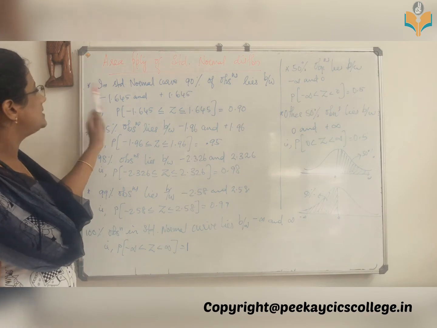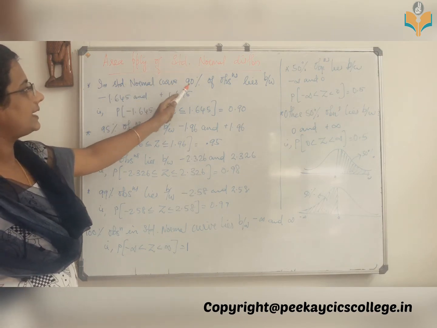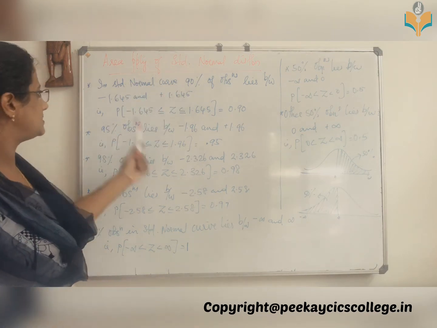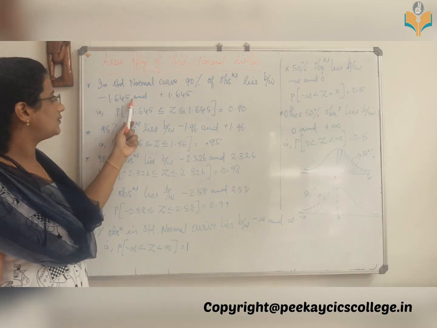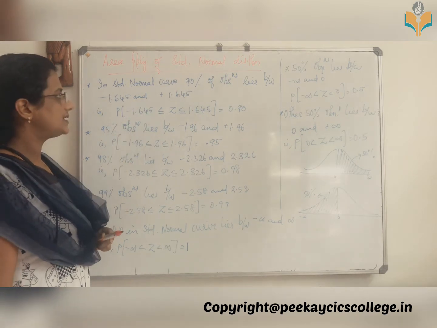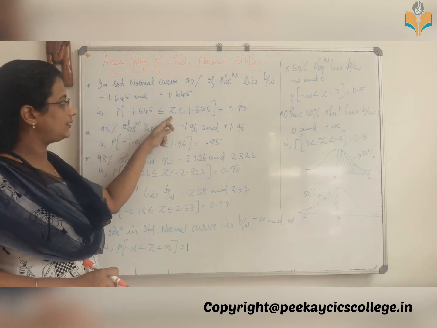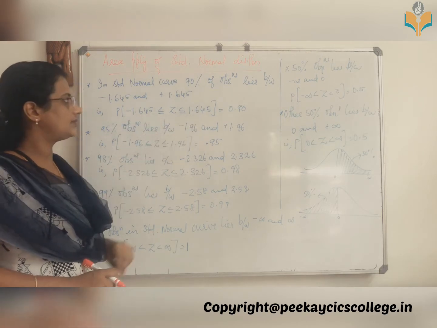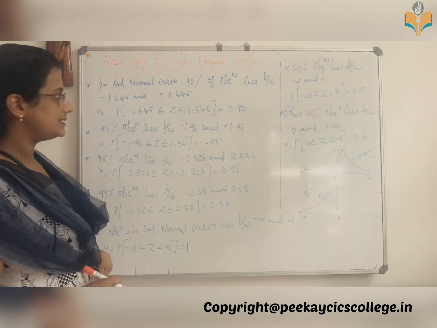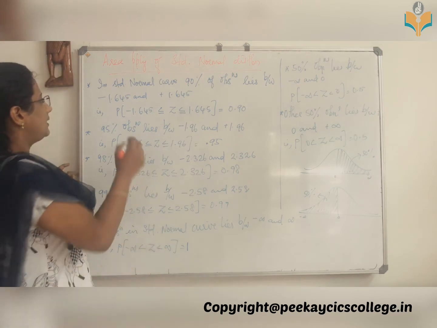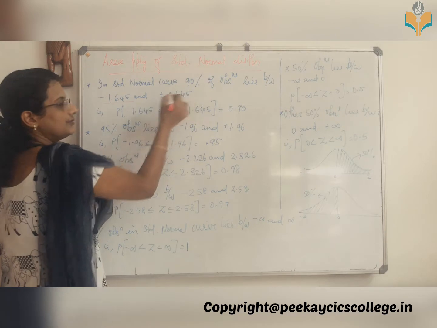Alright. Next one is the area property of the standard normal distribution. First one, in the standard normal distribution curve, 90% of observations lie between minus 1.645 and plus 1.645. That is, the probability of minus 1.645 less than or equal to z less than or equal to 1.645 equal to 0.90. So you have to learn this value 1.645 by heart.